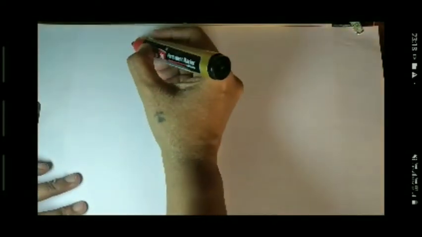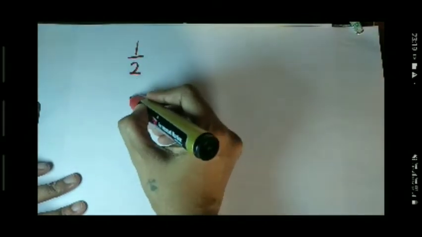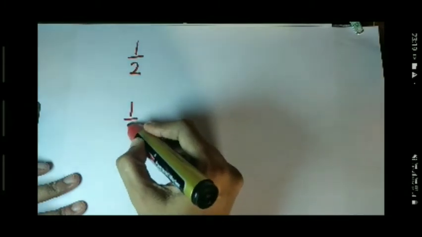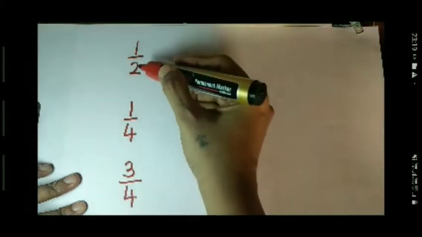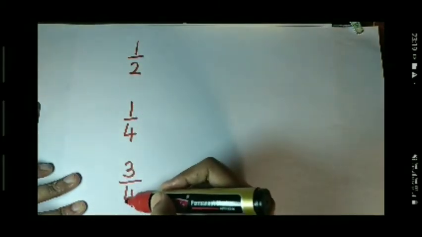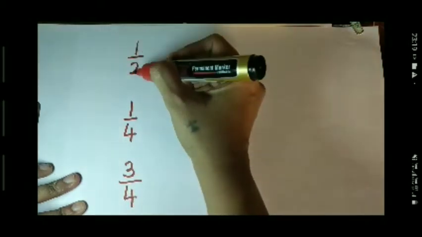Now here we are going to write the fractions that we learned. 1 upon 2, next fraction 1 upon 4, and the third fraction 3 upon 4. Now 1 upon 2, 1 upon 4 and 3 upon 4.